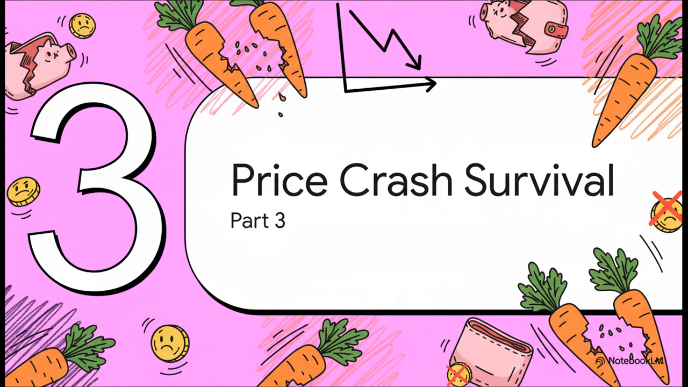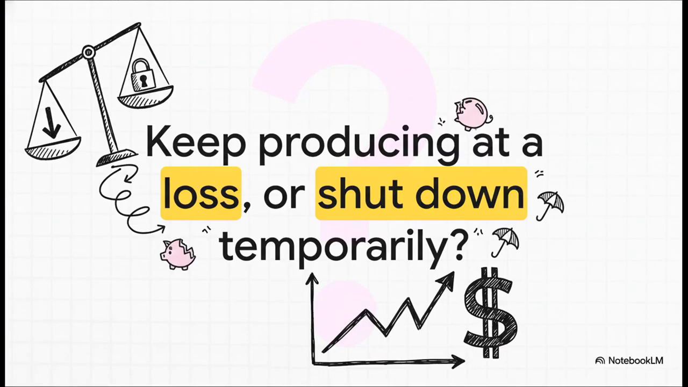Okay, so Sasha knows how to maximize her profits when things are good. But what happens when things go wrong? Let's say the market price for carrots suddenly crashes, and now she's losing money on every single box. Now that is a tough decision. Her goal isn't about making a profit anymore. It's just about damage control, minimizing her losses. So what's the right move?